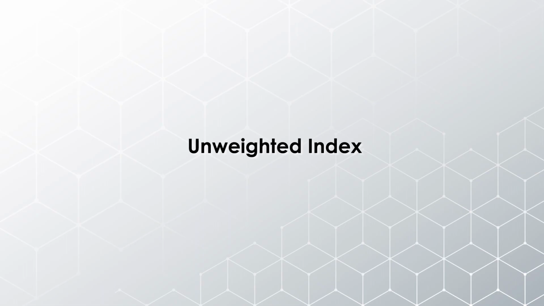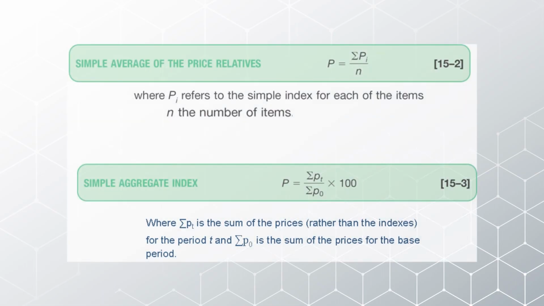Now, the unweighted index is calculated with the help of certain formulas. For the simple average of the price relatives, the formula is P equals summation of Pi upon N, where Pi refers to the simple index for each of the items and N is the number of items. For the simple aggregate index, the formula is P equals sigma Pt upon sigma P0 multiplied by 100, where sigma Pt is the sum of the prices for the period t, and sigma P0 is the sum of the prices for the base period.